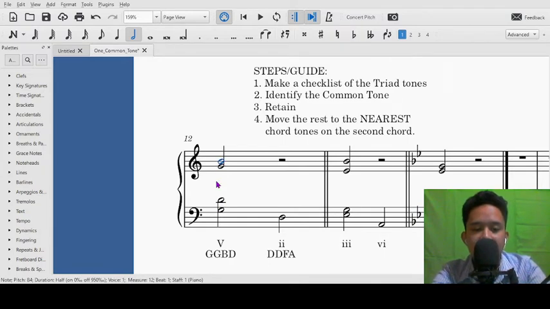So where is the letter D? It's here. So what we are going to do on the third step, we should retain the common tone on the same voice. And after that, next, move the rest to the nearest chord tones on the second chord. So in this case, G is closest to A and F, which is part of the chord D.